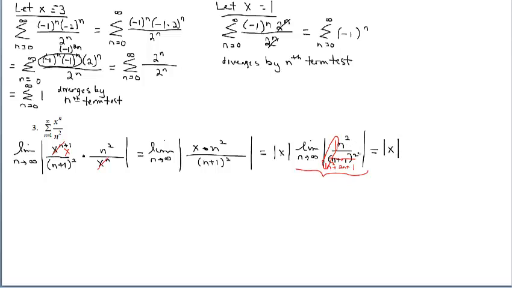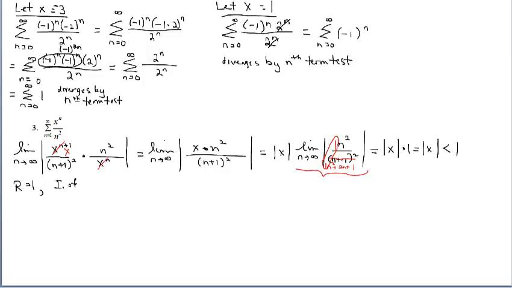Alright, so we're at the point where we have the absolute value of x, and this whole limit goes to 1. So we just end up with the absolute value of x. Okay, and if we want this power series to converge by using the ratio test, we must force it to be less than 1. Alright, this is isolated as far as x is concerned here. I don't have to do any kind of math to it, like I did in the previous example. So what that means is our radius of convergence is 1.